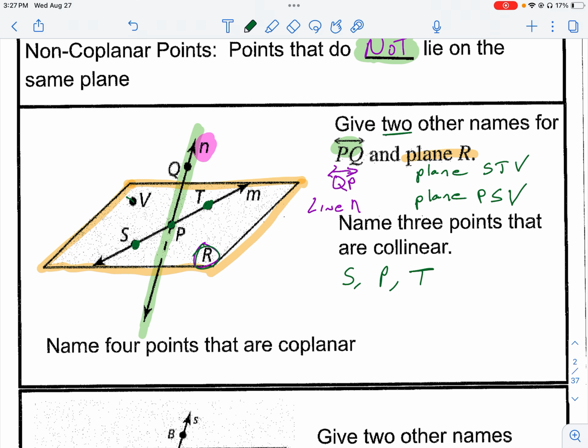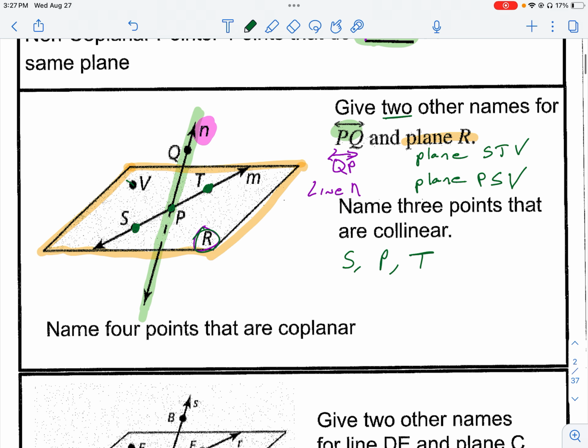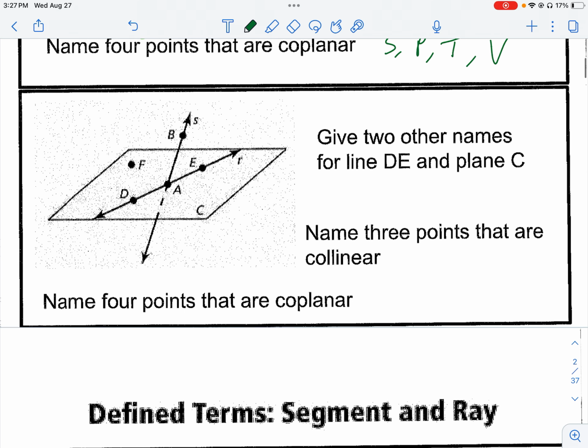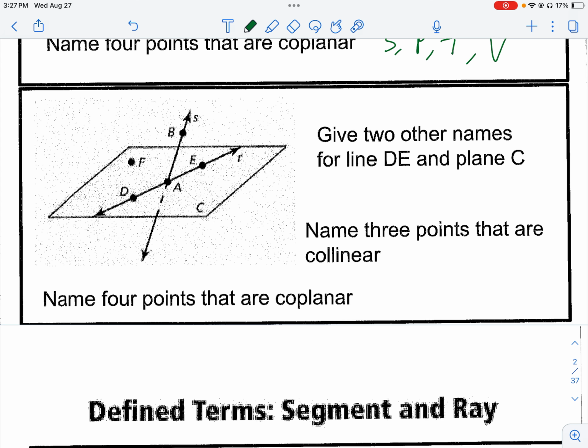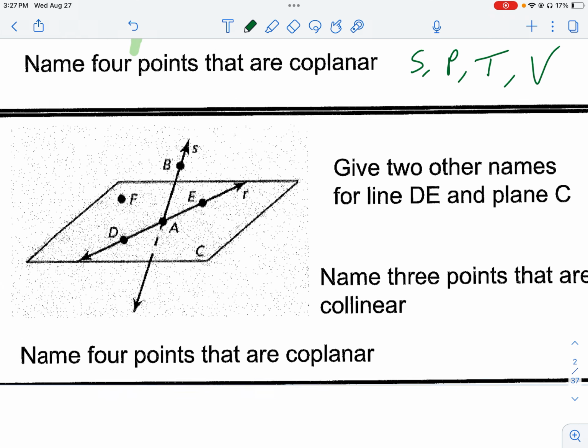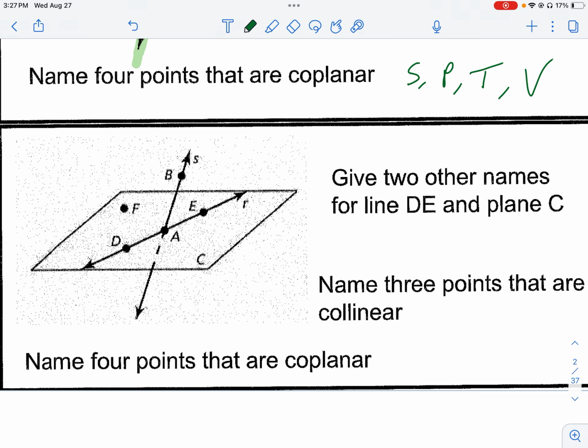Let's look at 4 points that are coplanar. Well, we already talked about those when we renamed plane R, and they're going to be point S, point P, point T, and point V. Let's do one more example. In fact, pause the video and try this yourself, and then restart and we'll see how you did.